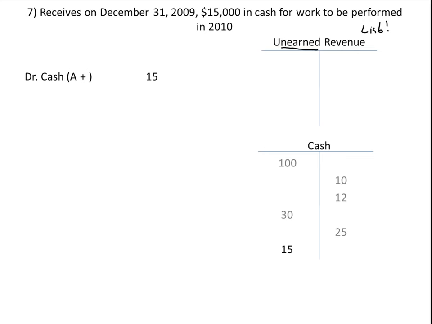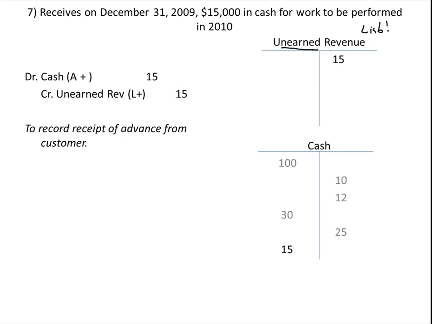Our unearned revenue account, which is a liability account, liabilities go up on the right. We're going to credit our unearned revenue account. We're going to write to record receipt of advance from customer if we are so inclined. And we are now done with the journal entries that happened throughout the period.